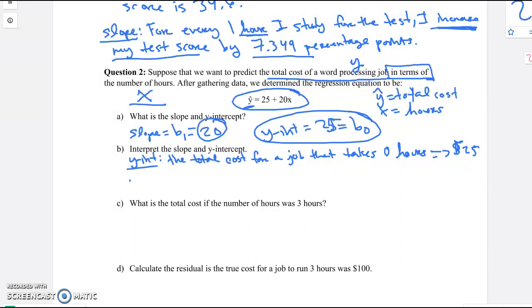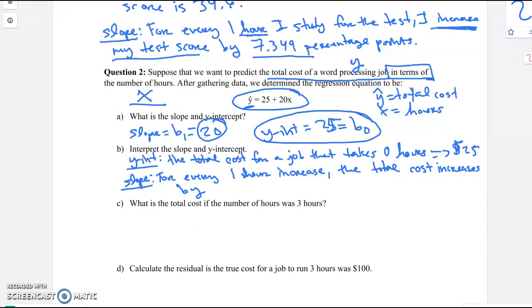All right, and what does slope mean? Slope in this case means, so remember, for every 1 unit increase in x, so in this case our x is hours, so for every one hour increase, the total cost, what? Well, it increases, right? Because it's a positive. It increases by how much? By $20. That's basically what it is.